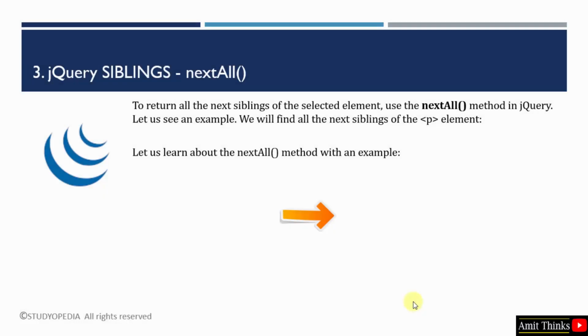So guys, in the next example, we will use the nextAll method to find all the next siblings of the selected element. We will see the same example and find all the next siblings of the p element. Let us see the example.